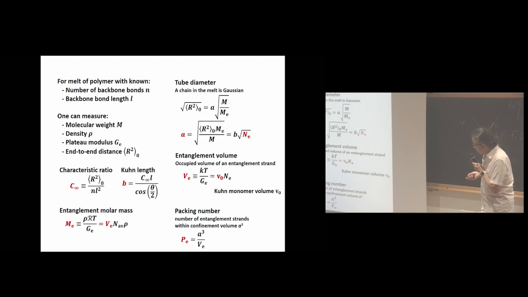And then this is important. You can have a confinement volume, a cubed. This is the size of your tube. In fact, inside there is not only one chain. So you can define the packing number by dividing this volume with the entanglement volume. So this is the volume of an entanglement strand.